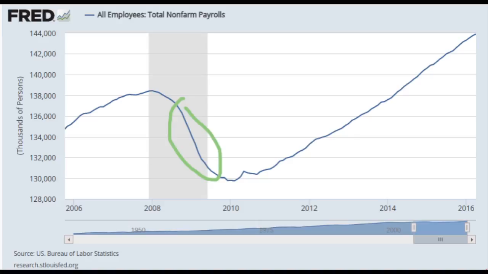The contraction phase is when the economy, or the number of people on non-farm payroll, begins to decrease, which leads to the trough. The trough is the lowest point in the business cycle, and the lowest point in this business cycle is in 2010, the lowest amount of people on the non-farm payroll. The reason for that decline may be because there were not sufficient jobs for everyone.